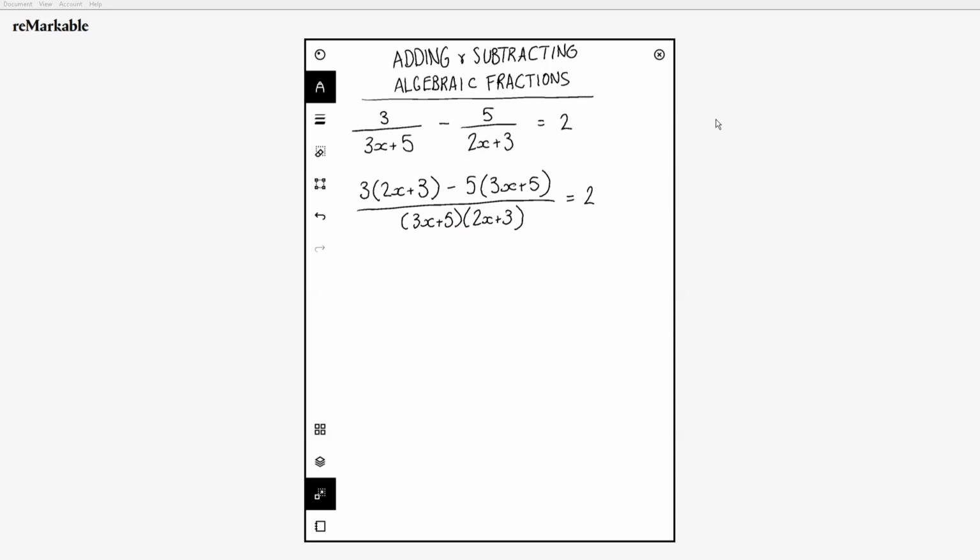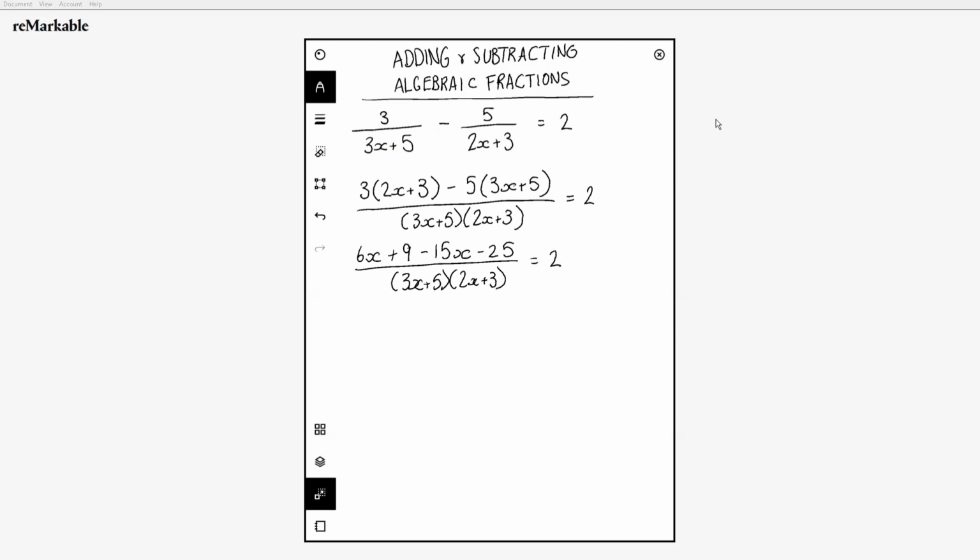If we multiply out the top, then 3 times 2x is 6x, 3 times 3 is 9. And whenever you're multiplying out this bracket, you're multiplying everything in the bracket by minus 5. You're not multiplying it by 5, because then you'll forget that the minus is there sometimes. So I would just recommend multiplying everything by minus 5. So minus 5 times 3x is minus 15x, and minus 5 times 5 is minus 25, all over 3x plus 5, 2x plus 3 equals 2.